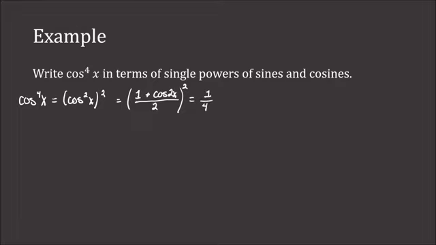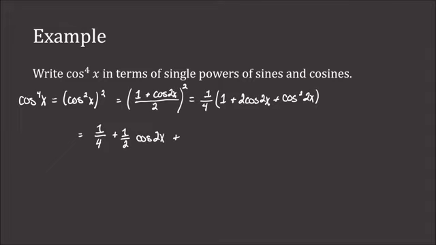A half squared is a quarter. Now expand out 1 plus cosine 2x, squared. We'll get 1 plus 2 cosine of 2x plus cosine squared of 2x. If we distribute that quarter through, we get a quarter plus a half cosine 2x plus a quarter cosine squared of 2x.